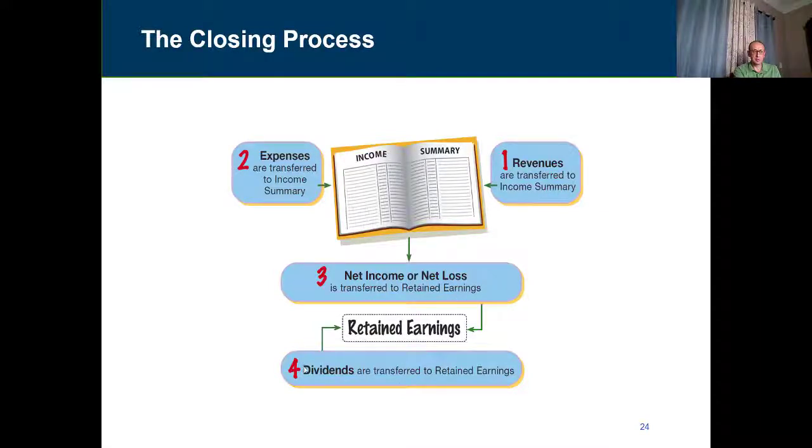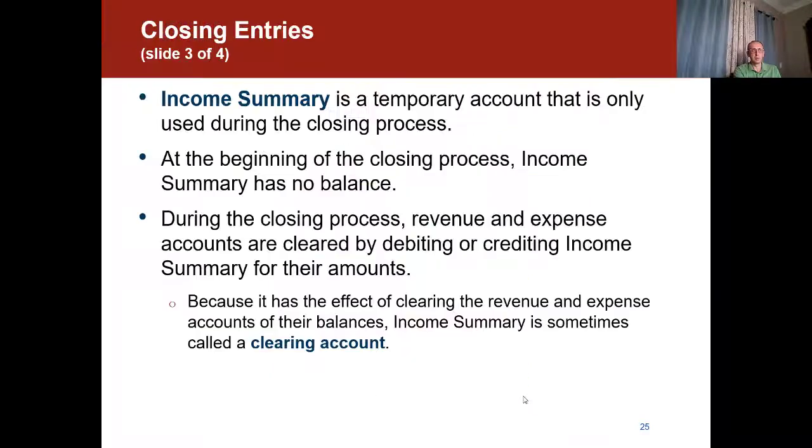And then the last thing in step number 4, we directly close the dividends account into retained earnings. So it's transferred into retained earnings. So income summary, what is that account? Income summary is a temporary account that is only used during the closing process. And typically, it's only used for one day, which is the last day in the period.